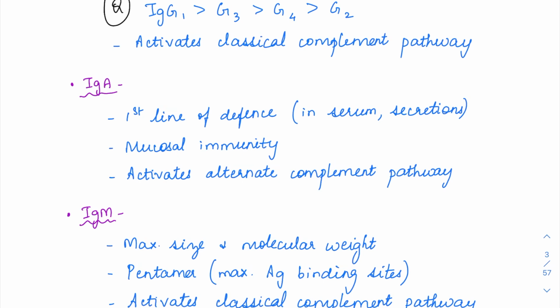Classical pathway, alternate pathway and the lectin pathway. So IgG and IgM will activate the classical pathway, while IgA can activate the alternate complement pathway.